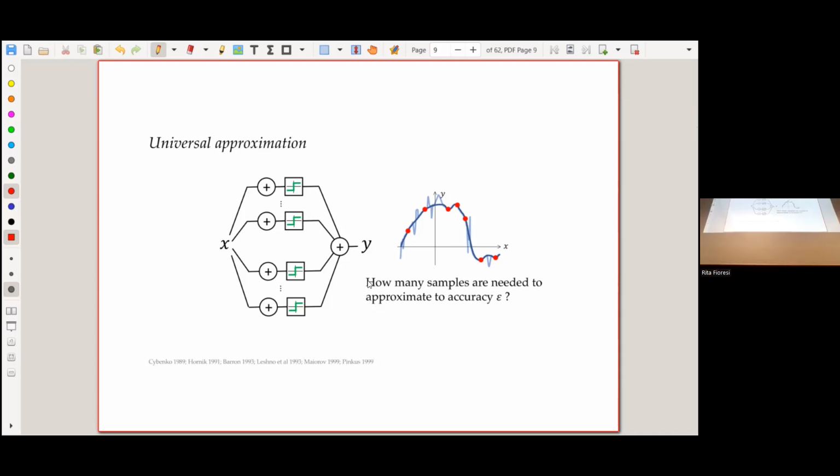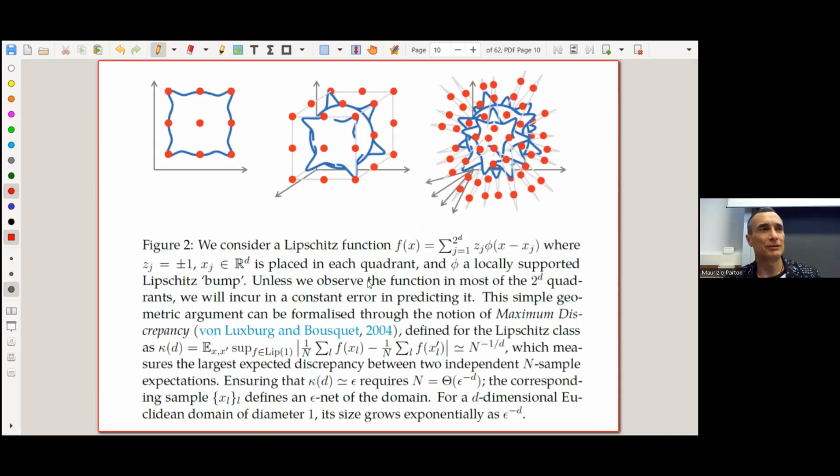Now, the answer is in this awful slide. Don't read it, please. Just look at the last lines, stating that if your data has dimension d, then the samples you need to be certain to be able to approximate your function with accuracy epsilon is epsilon to the power of minus d.